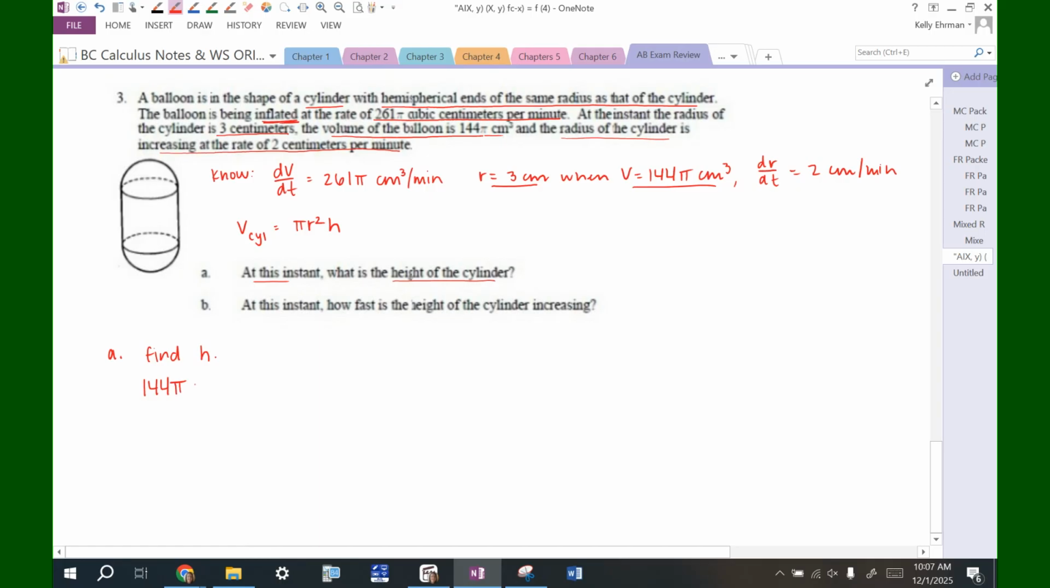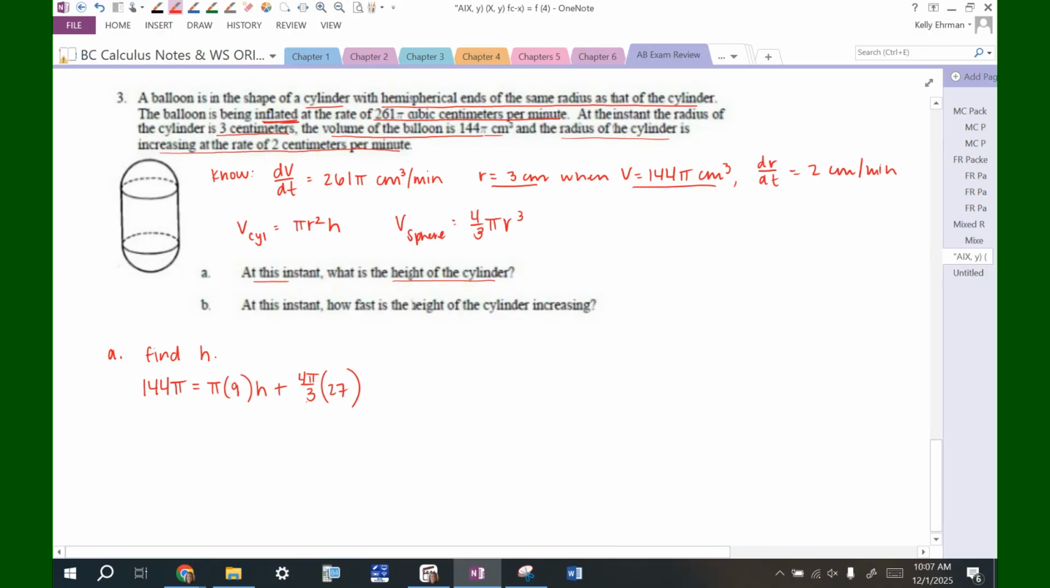144 pi equals pi times r squared times h. Plus, oh, don't forget, we're adding the spheres too. Volume of a sphere is 4/3 pi r cubed. And if I put these two half spheres together, they form one full sphere. So plus 4 pi over 3 times r to the third. 3 to the third is 27.